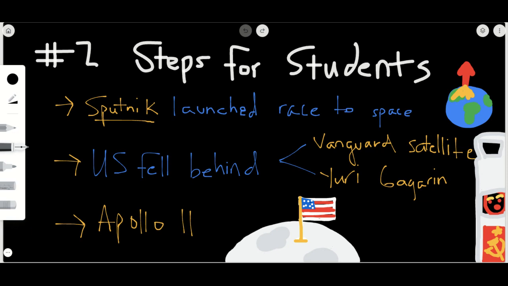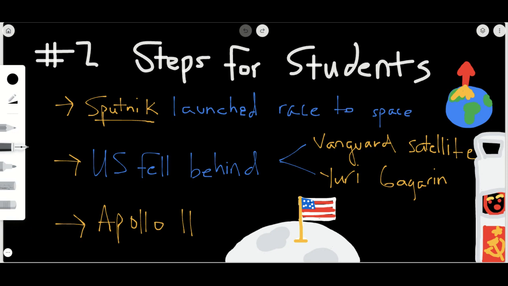So using my example, I decided my students needed to take away 3 things. They needed to know that the Soviet launch of the satellite Sputnik 1 started the space race. They need to know that the US was behind the Soviets for most of this time. And while they don't necessarily need to know specifics here, I will use the examples of the Vanguard TV3 satellite, which was America's response to Sputnik, and it blew up on the launch pad, and also Yuri Gagarin, who's the first man in space, who's, of course, from the Soviet Union.